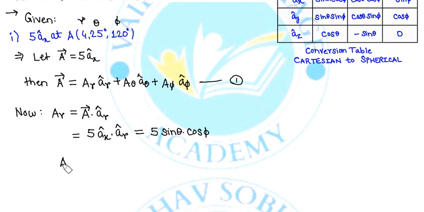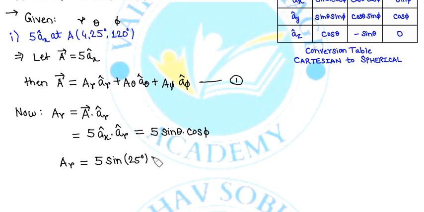Now, since we have the values of theta and phi, this φ x cap is located at the location 4, 25 degrees and 120 degrees, which is expressed in terms of the spherical system. So we are going to put in those values. So this φ into sine of theta. What value of theta do we have? We have theta equal to 25 degrees.